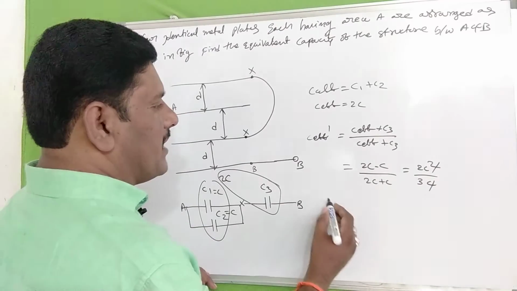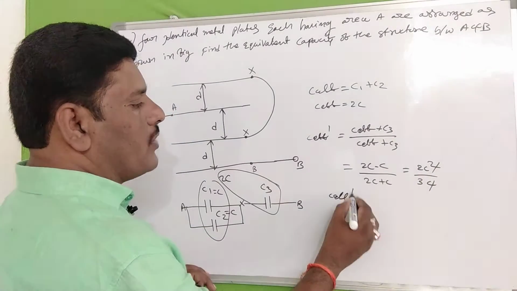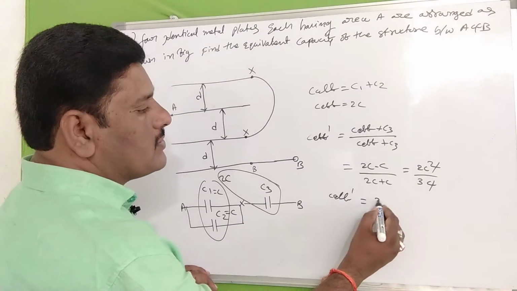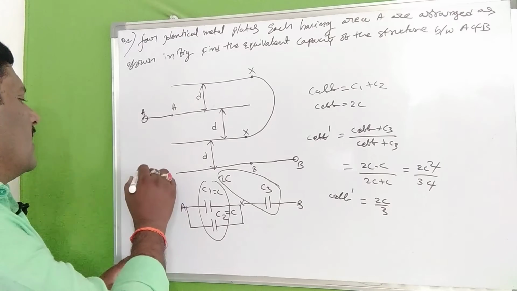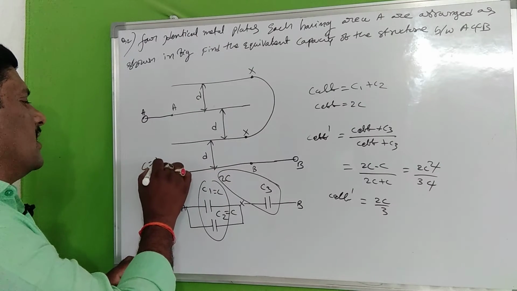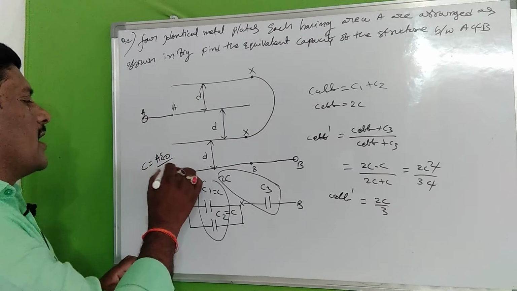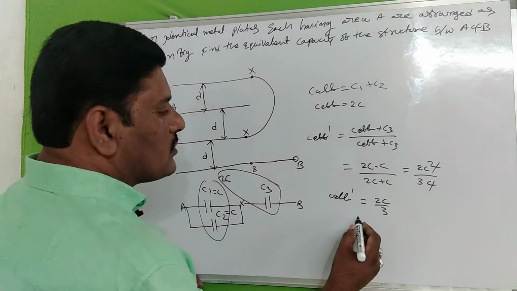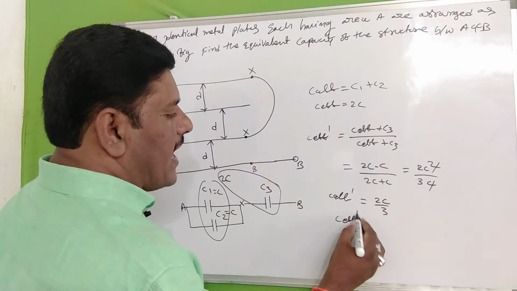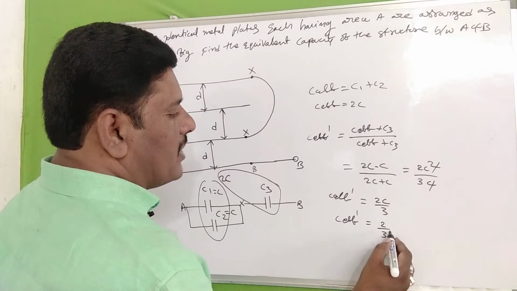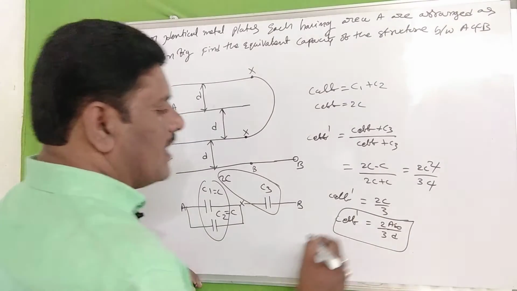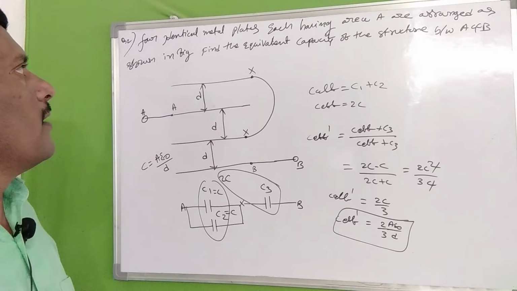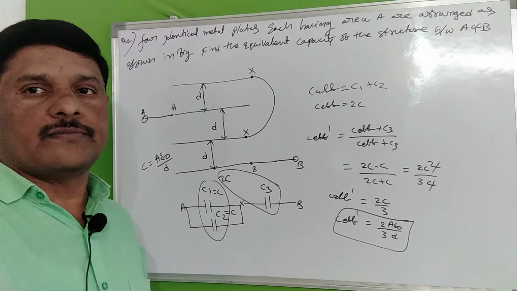So that C gets cancelled. C effective dash equals 2C by 3. Already we know that for a parallel plate capacitor C equals A epsilon naught by D. So C effective dash equals 2 by 3 into A epsilon naught by D. This is the resultant capacitance from the following figure.